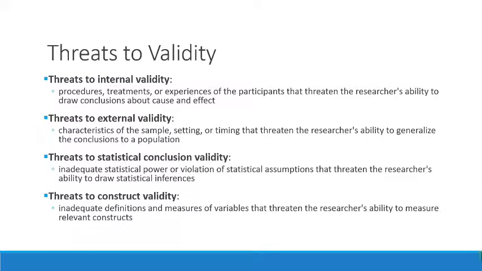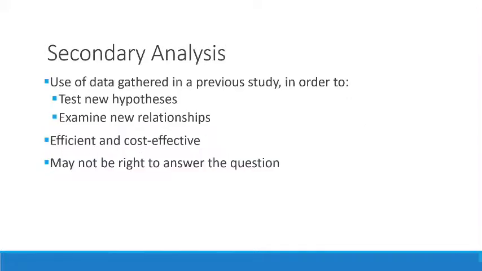Statistical validity requires choosing appropriate statistical tests for the type and number of variables used. Finally, construct validity has to do with how well our measures can measure some construct. This can be especially difficult when the construct itself is complex.